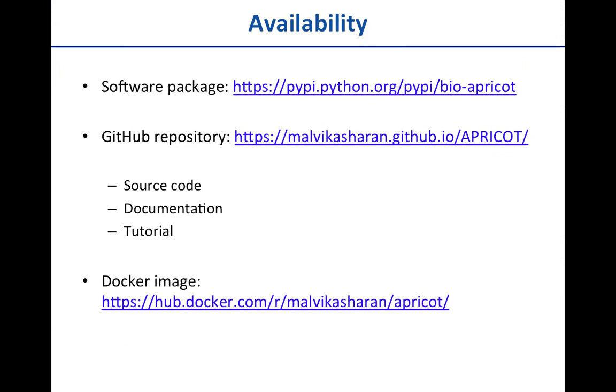There are mainly three locations you can find APRICOT. First is the software package, which is in the Python index PyPI. It's called BioAPRICOT, not APRICOT. Second location is GitHub, where you can find it with the name APRICOT in my repository. In GitHub, I submit basically all my source code, documentation, license, tutorial, all the required information of APRICOT. And the final location is the Docker image, which is submitted to Docker Hub.